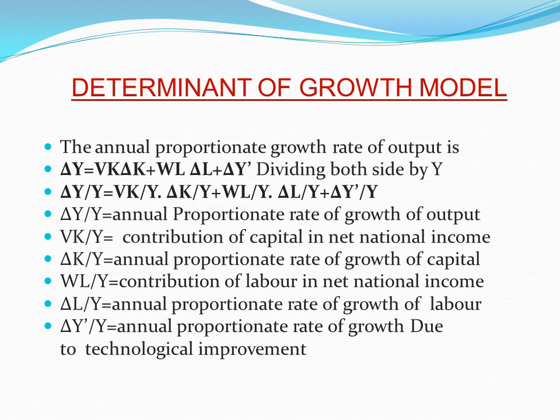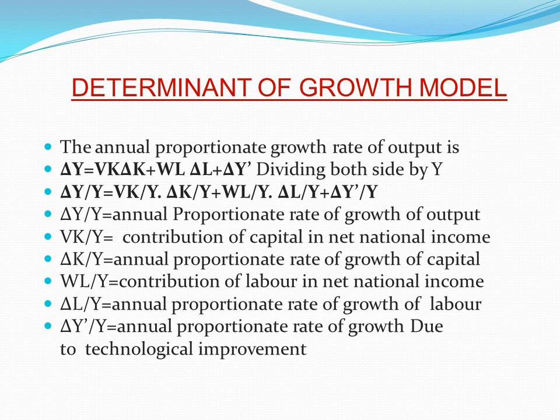Determinant of growth model. The annual proportionate growth rate of output is delta Y equal to V multiplied by K multiplied by delta K plus W multiplied by L multiplied by delta L plus delta Y dash, dividing both sides by Y.